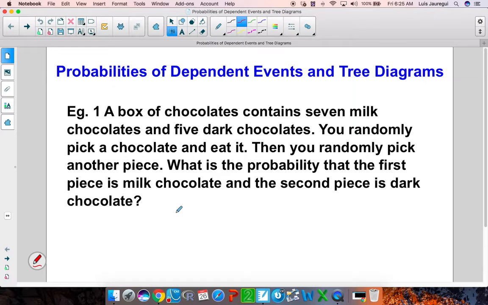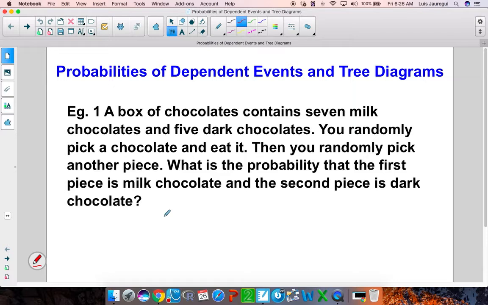Example 1. A box of chocolates contains 7 milk chocolates and 5 dark chocolates. You randomly pick a chocolate and eat it. Then you randomly pick another piece. What is the probability that the first piece is milk chocolate and the second piece is dark chocolate?